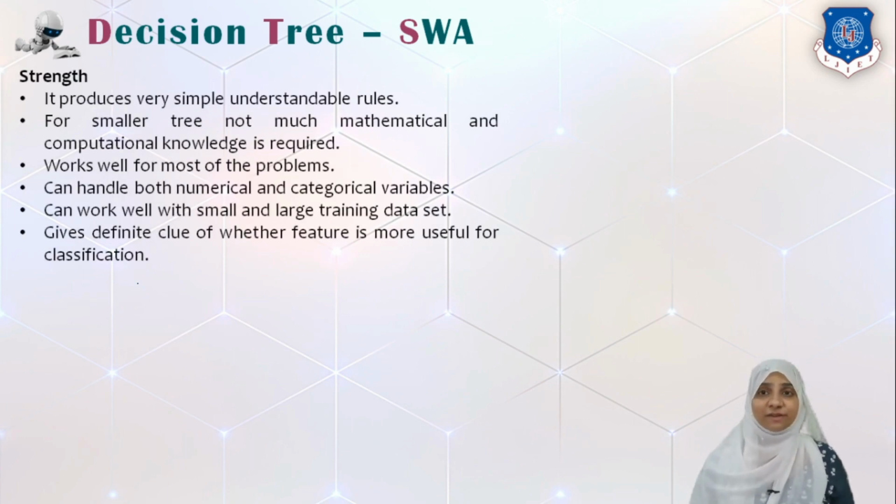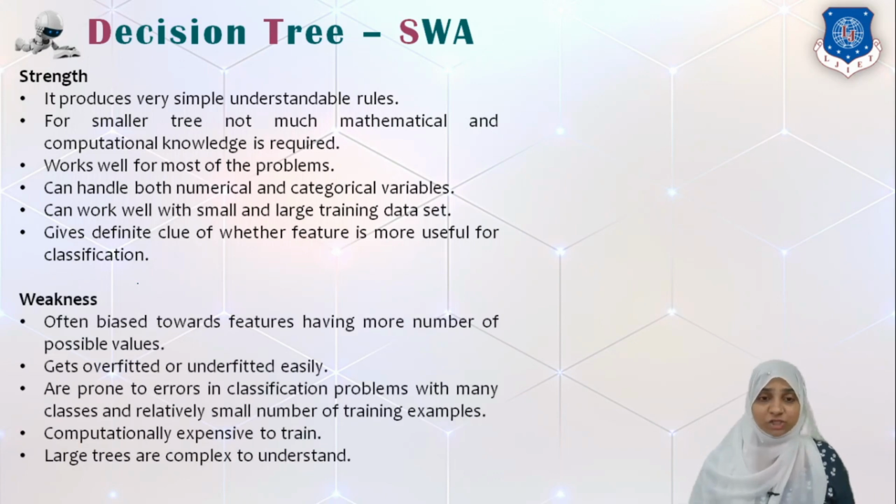Now let us discuss the different strengths, weaknesses and applications of decision trees. First of all, a decision tree produces very simple, understandable rules. If the data is simple and we are making a small decision tree, very little mathematical and computational effort is required. A decision tree works for most problems. It can handle numerical as well as categorical data very well, and the size of the training data doesn't matter. It works very well whether your training data is small or very large. And it gives us a definite clue of whether a feature is powerful or not by calculating its entropy and deciding splits based on information gain.